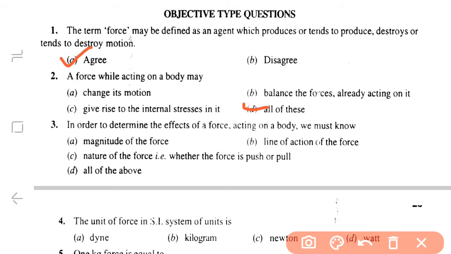Okay, now next is, in order to determine the effects of a force acting on a body, we must know. Here these are the options, that is A is magnitude of the force, B is line of action of the force, C is nature of the force, that is whether the force is push or pull, and D is all of the above. Here option D is the correct option, that is answer for this question.